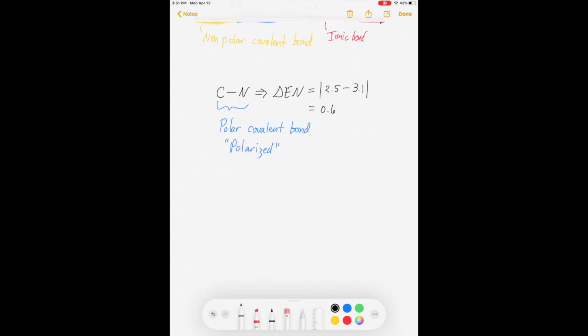Let's try another one real quick. So let's say, students, that we had a carbon to hydrogen bond.